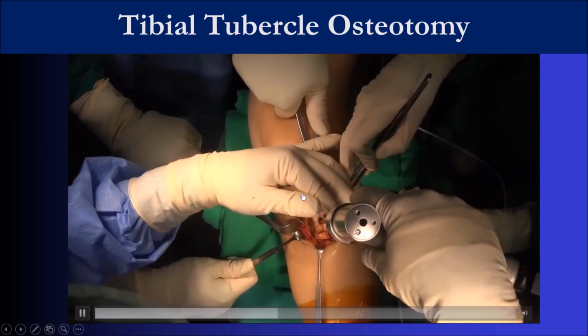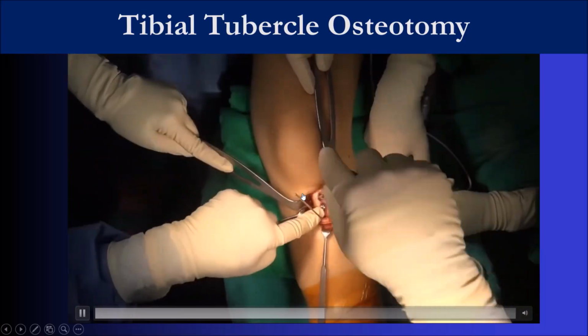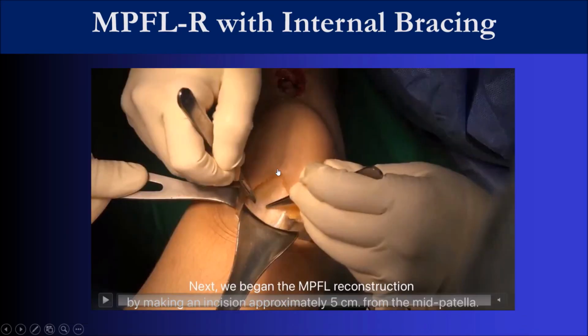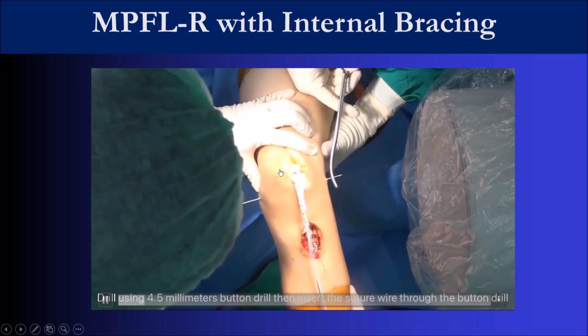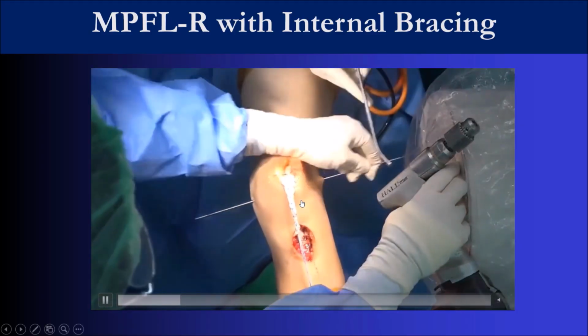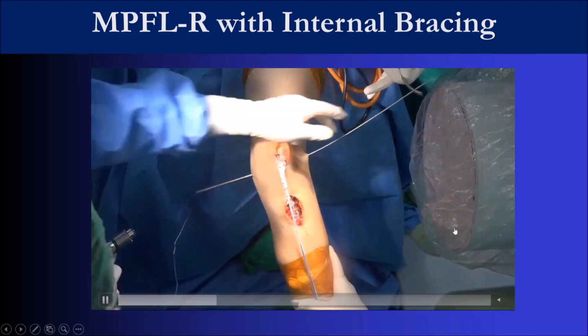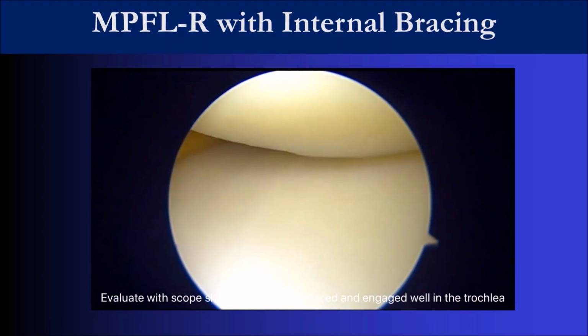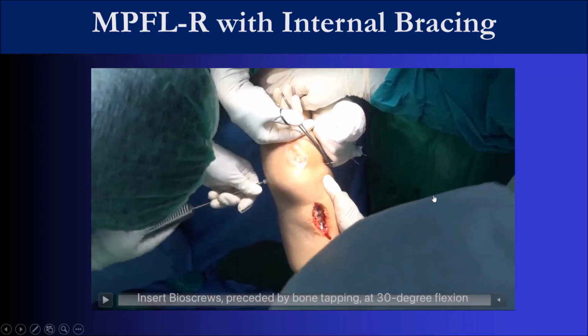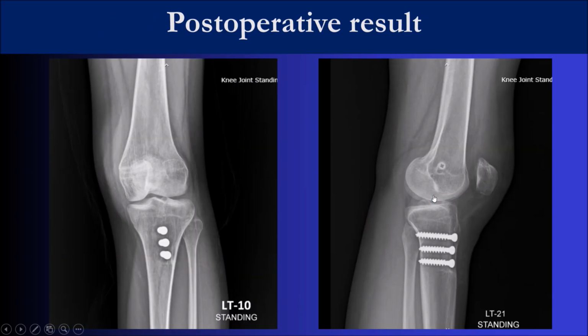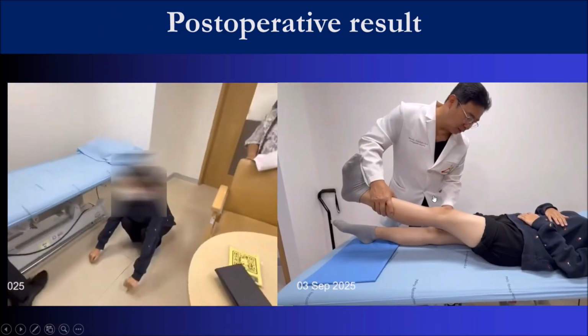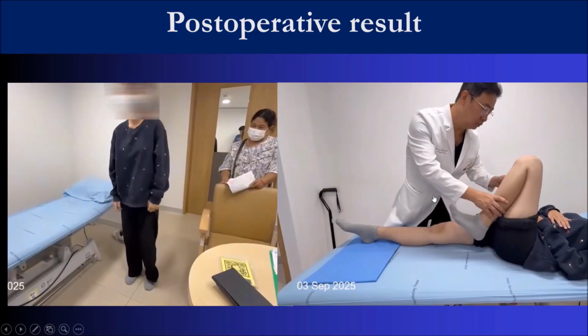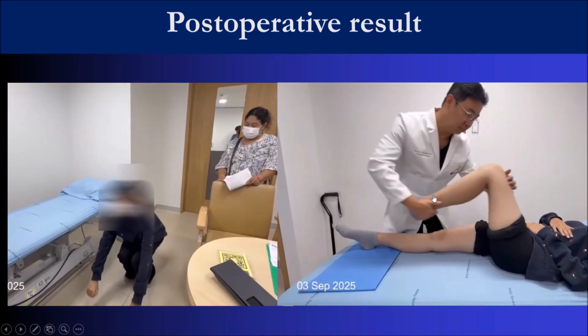After we do the medialization of the tubercle, then we do the MPFL reconstruction, okay, using the quadriceps, like that. Okay, fix the screw at 30 degrees. Yeah, and check every time when you put the screw, you need to check. Yeah, this is an X-ray after surgery, and the patient is doing well. Okay, this is about a year after surgery.